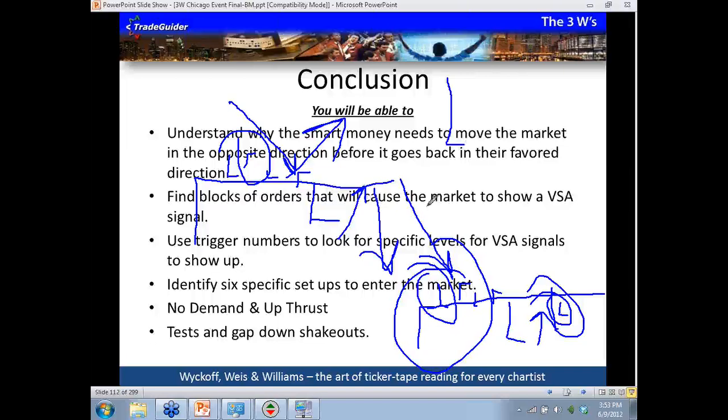Actually, distribution happens a lot faster than accumulation. Things can turn over on a weekly, a daily chart pretty quickly, a month, 2 months, where I've seen stocks accumulate for a year and a half to 2 years. You sit and wait and wait and wait, and then a trend change is powerful stuff.